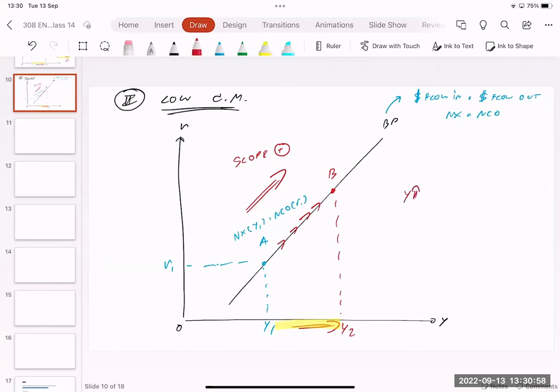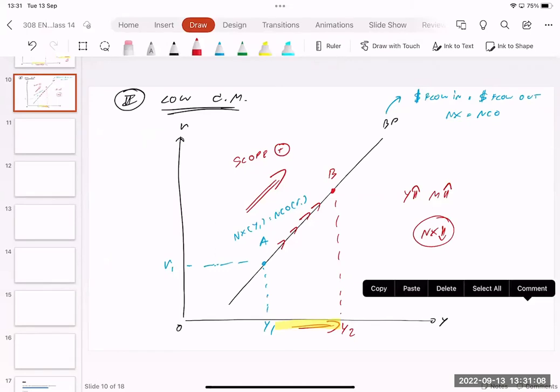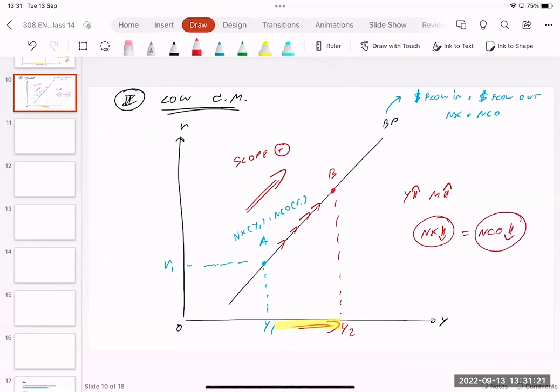When GDP is increasing, what does it mean? People have more money, right? People are gonna import more. When people import more, NX gonna become lower. Just like before, when NX becomes lower, point B stays on the BP curve, it means that NX has to be equal to NCO. Moving from point A to point B, NX becomes lower, so we're gonna have to make NCO lower in the same way.